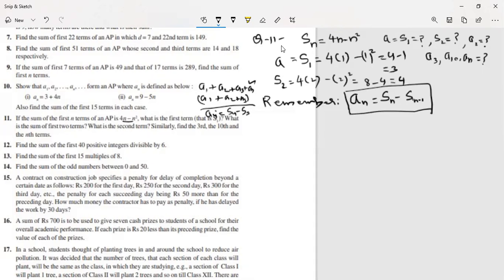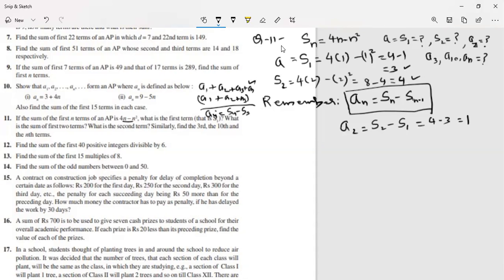So if we need to find A2, we can put n is equal to 2. S2 and S1 are given, so we can find out A2. If we put n is equal to 2 here, A2 will be equal to S2 minus S1. S2 is 4, S1 is 3. So 4 minus 3 is equal to 1.